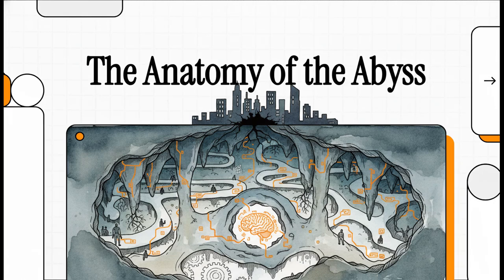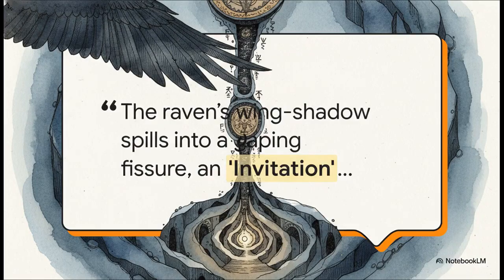All right, today we're doing something a little different. We're not just going to analyze a text, we're going to descend right into it. Think of this as a journey into a parable, a living story about a world that exists right under our own. We're going to map out its anatomy, piece by piece. And here's where it all starts, with this single image, a shadow, a crack in the earth, and an invitation.